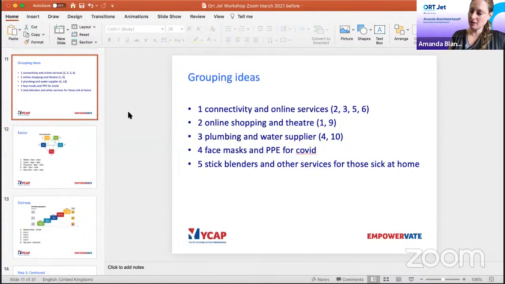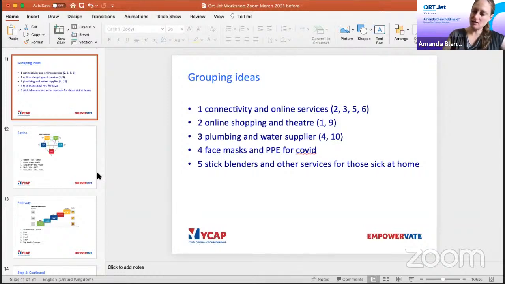Then between connectivity and face masks, 1 and 4. Connectivity and face masks, which one would you choose? Okay, we've got 1 for 4, so face masks is winning. Now we've got a 3 now. We need a 4. It's between 1 and 4. Connectivity and face masks. Connectivity is winning. Connectivity won that round. So we draw the arrow from connectivity to face masks.